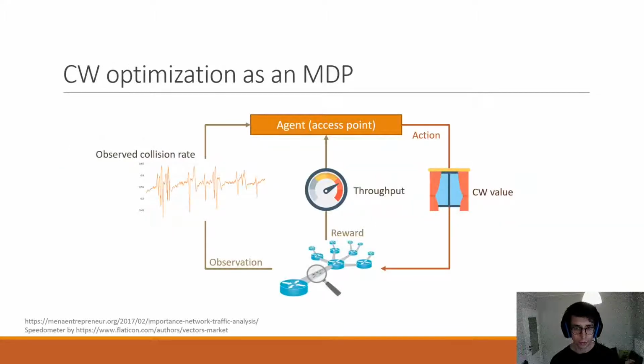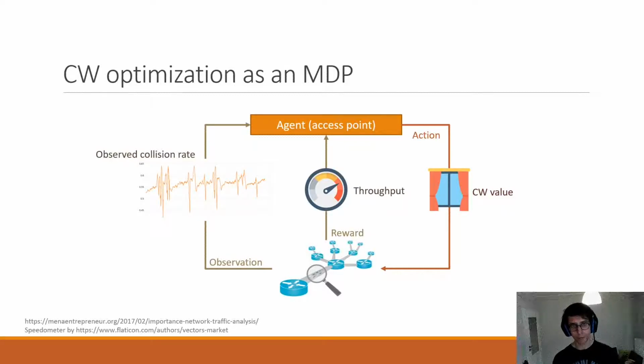So the agent, of course, will be the access point, because it is the central point of every wireless network. The environment, of course, will be the network. Everything that is going on in the devices, whether we can see it or not. We have selected the access point to be the agent because it is the central point of every wireless network.